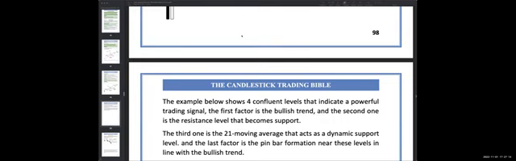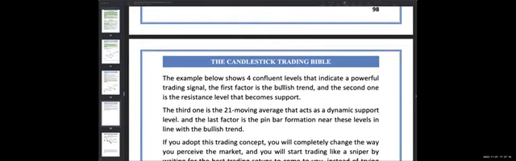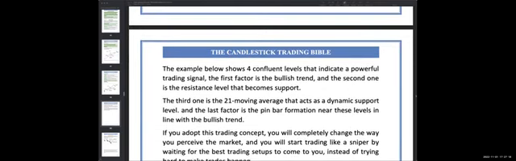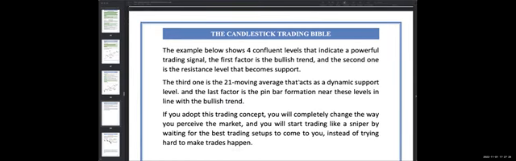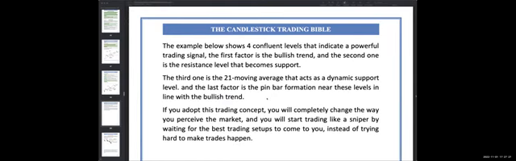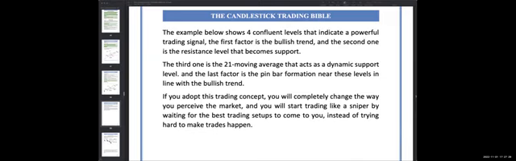The example below shows 4 confluence levels that indicate a powerful trading signal. The first factor is the bullish trend and the second one is the resistance level that becomes support. The third one is the 21 moving average that acts as a dynamic support level. And the last factor is the pin bar formation near these levels in line with the bullish trend. I don't know why they say the example below since it's above, but anyways.